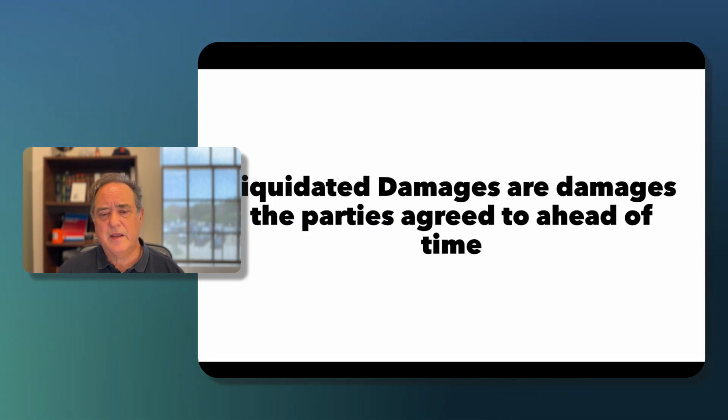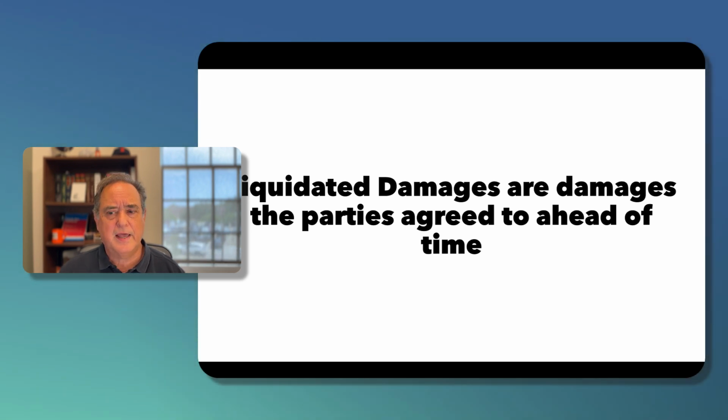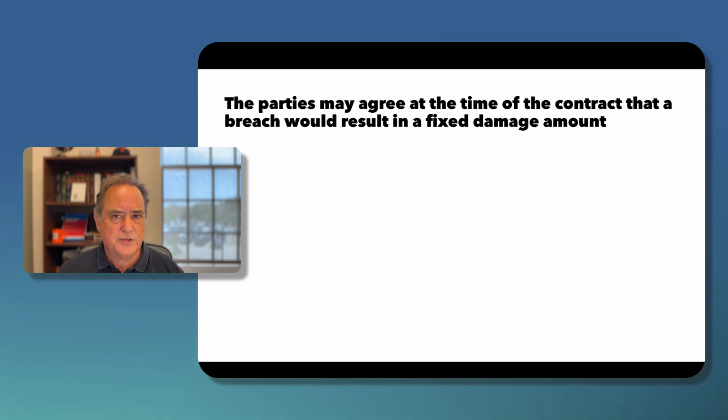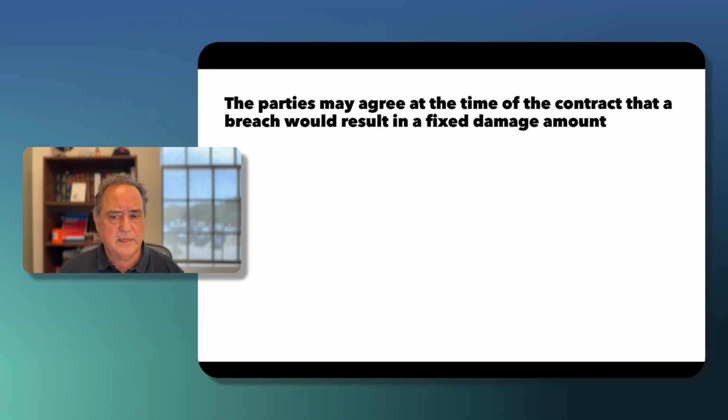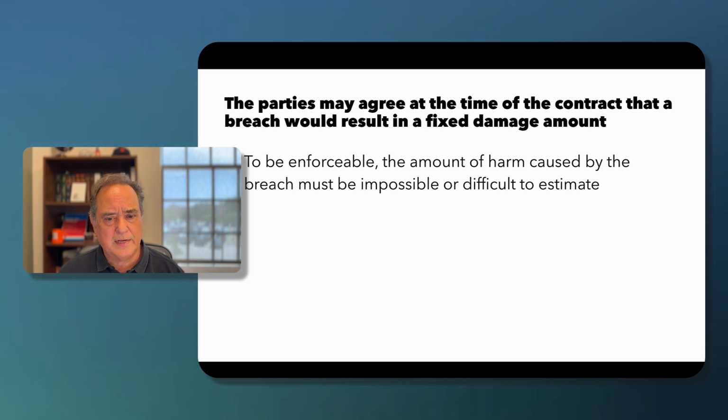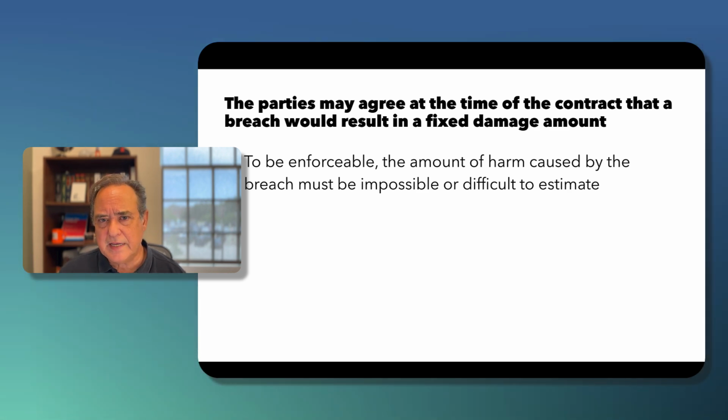Liquidated damages are damages that the parties agreed to ahead of time. At the time of contracting, the parties can agree as to what damages should be in the event of a breach. Now, to be enforceable, the amount of harm caused by the breach must be difficult or impossible to estimate. So when the parties strike a deal in the contract for liquidated damages, it must be difficult to estimate the cost of the breach.